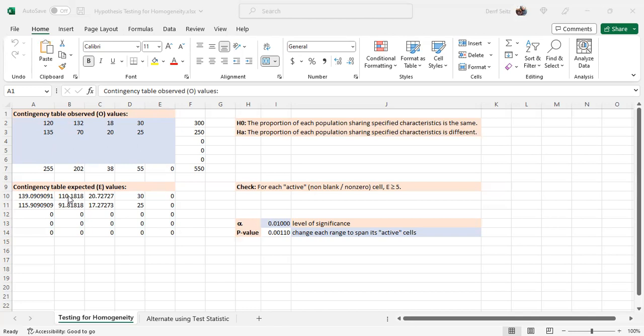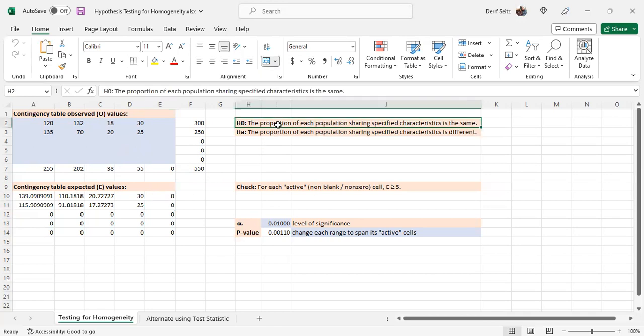Each expected value here is calculated as looking at its corresponding observed value up here, and then it's the row total for that value times the column total for that value, that product divided by the overall total over here in the lower right. These are column totals, these are row totals here. So the expected values are calculated. For blank cells, they come out to 0, which does not affect anything.